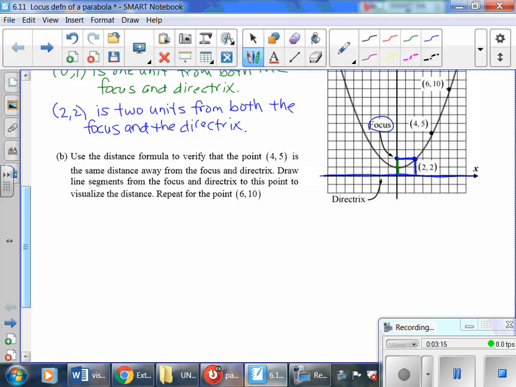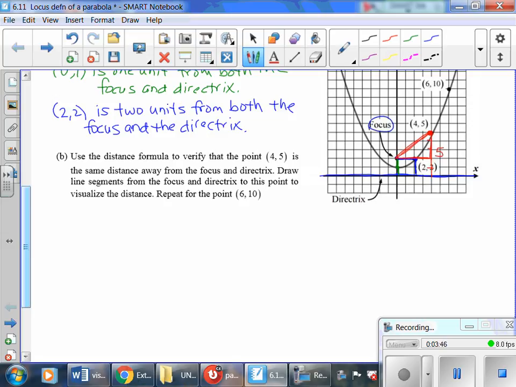So now from this point to the directrix is a vertical distance. So that's pretty easy. That's going to be 1, 2, 3, 4, 5. So this unit is 5. But from here to here is not quite as obvious. Although if you remember from your geometry, this is a 3, 4, 5 right triangle. So you could use the Pythagorean theorem here to show that, but our problem says to use the distance formula.